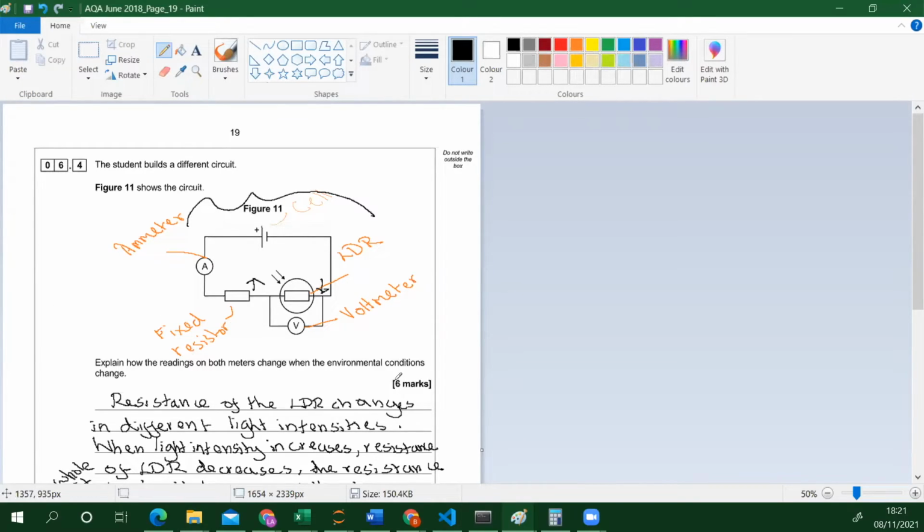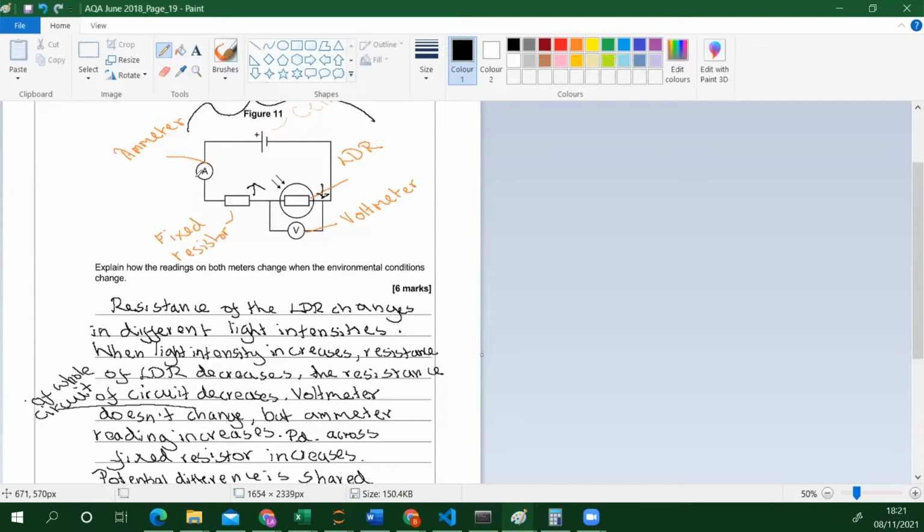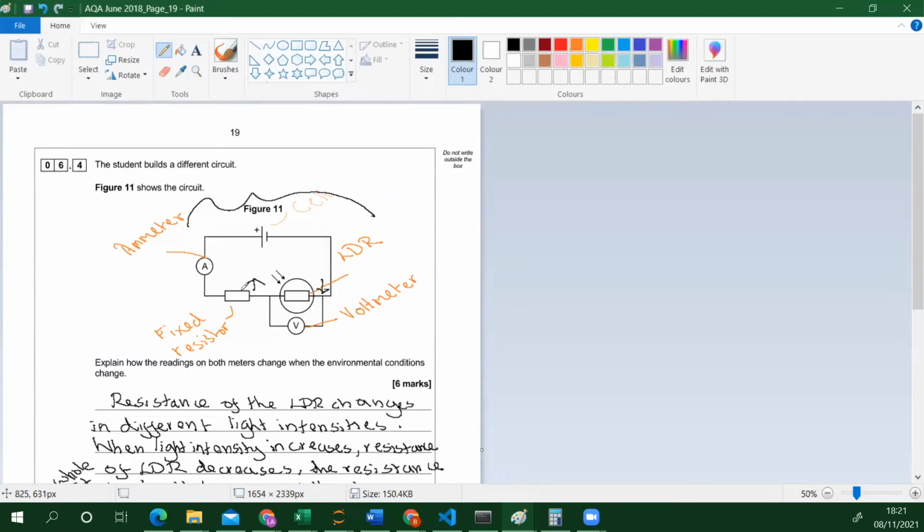Let's read it out again. So overall resistance of the circuit decreases, potential difference across total resistance remains unchanged. That means the whole potential difference of the whole circuit remains unchanged. Current in the ammeter increases because the resistance of the whole circuit went down. So the PD or the voltage across the fixed resistor, if you moved it, increases. Potential difference across LDR decreases. So the reading on the voltmeter decreases here.